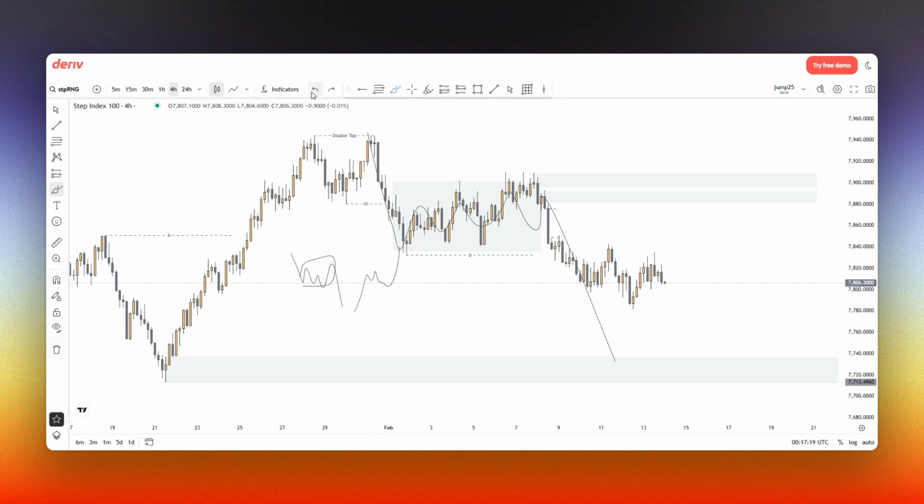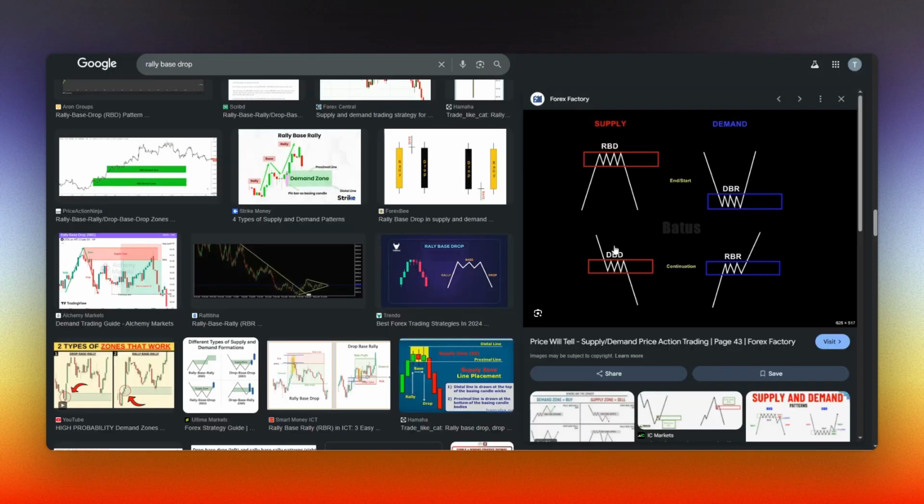Let me go to it. This is what I found. Something like this, guys. It's a rally base drop, a drop base drop. So what you saw there is something like this. I was expecting a retracement from the level in which it broke out of and a further continuation. These two are continuation patterns. So this is what I saw.